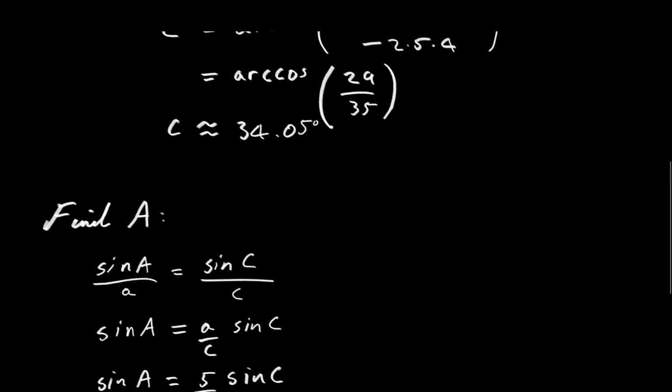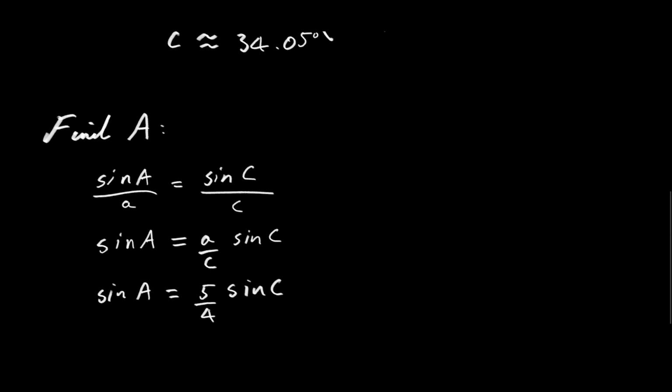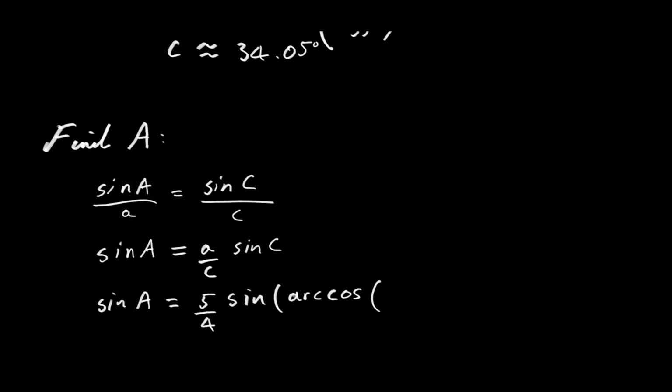Now, you should not substitute this in for c because that's an approximation for the angle c. Okay, so if you substitute that in, you would lose accuracy. In fact, what we should substitute into our equation for c is the arc cosine of 29 over 35. Okay, so let's do that. The sine of a equals 5 over 4 times the sine of the arc cosine, or the inverse cosine function, of 29 over 35, okay?